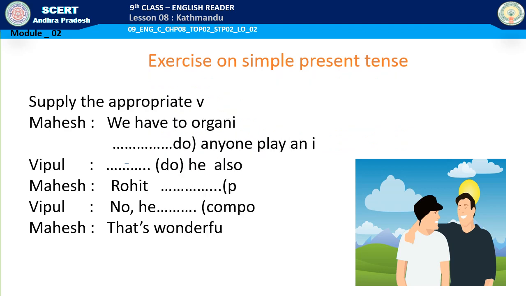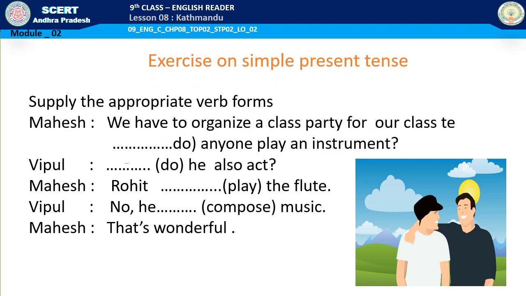Sometimes it contains words like everyday, seldom, often, generally, usually, regularly, daily, etc. Here is a small exercise for you, that is, supply the appropriate verb forms. Before it, I will give you some clues. For making interrogative sentences with simple present tense, we should use do or does. Do is used for first person, second person, and plural forms. If the subject is third person singular, it takes does. The same rule is applied for negative forms.